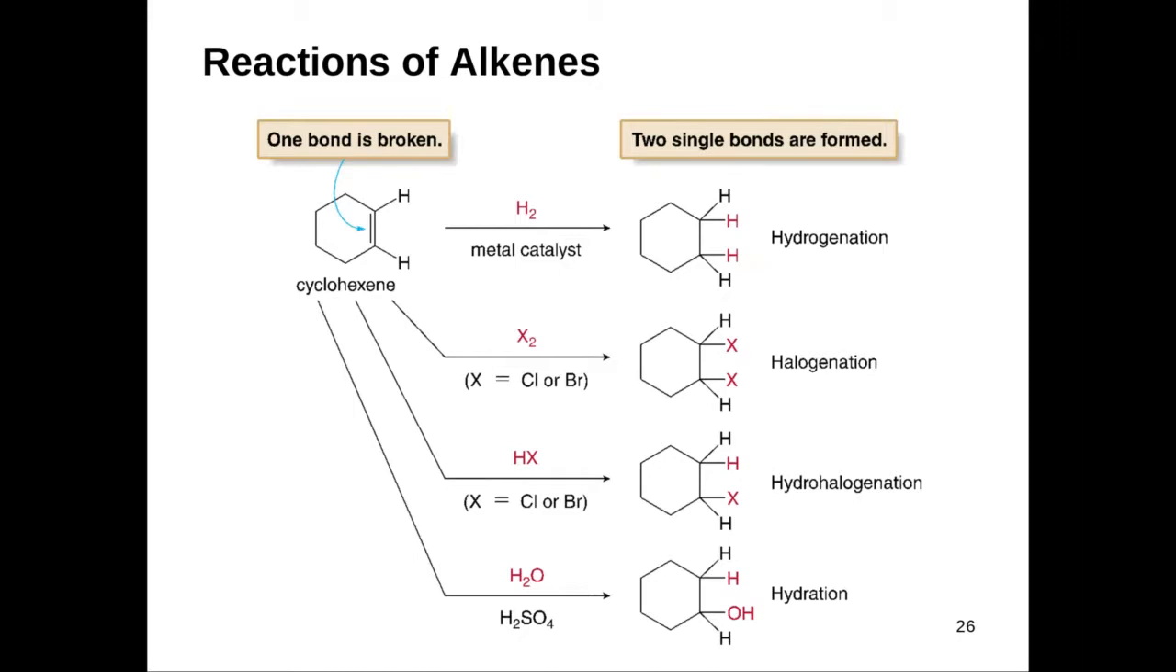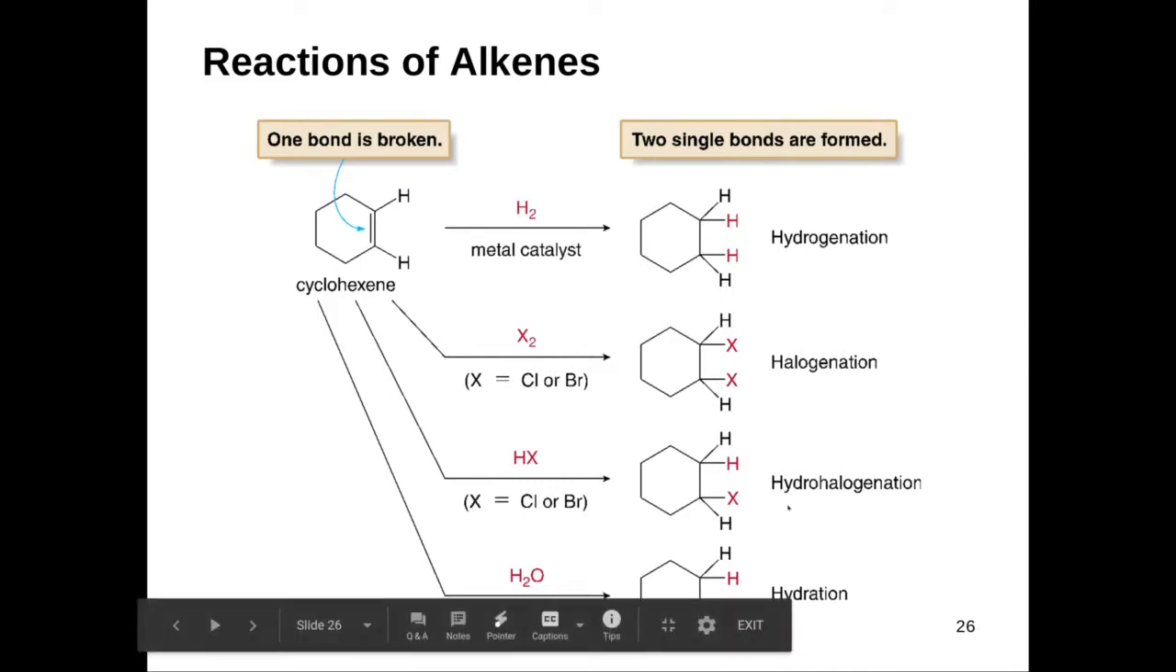Now, in the presence of a metal catalyst, cyclohexene can react with hydrogen gas, so H2, to do what we call hydrogenation. Basically, we strip the double bond away and add hydrogens in. So if you've ever heard of hydrogenated oils, it's done by a hydrogenation process, just as a note. Now we can halogenate cyclohexene here by reacting it with chlorine or bromine, attaching two chlorines or two bromines onto our ring.